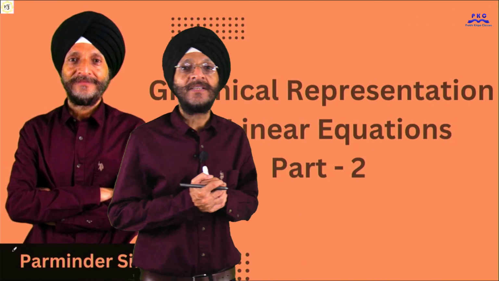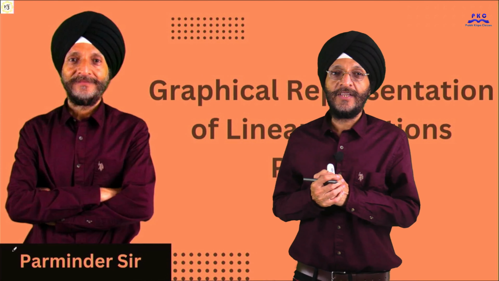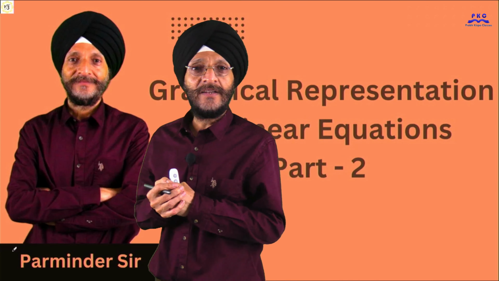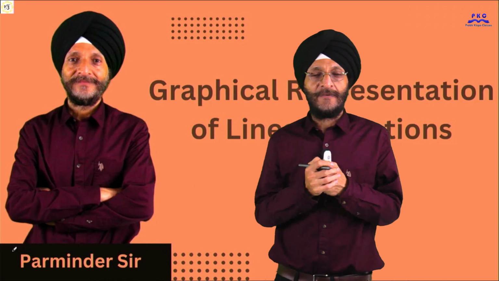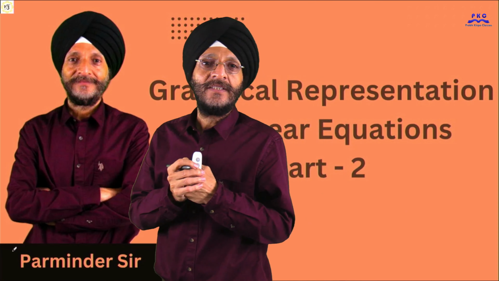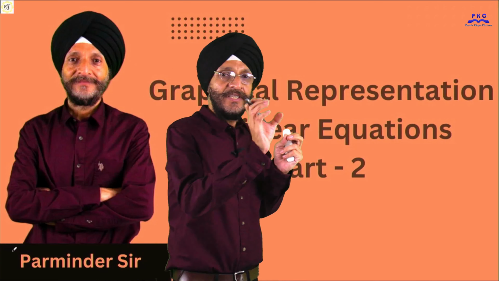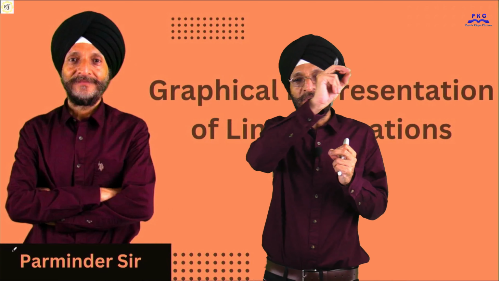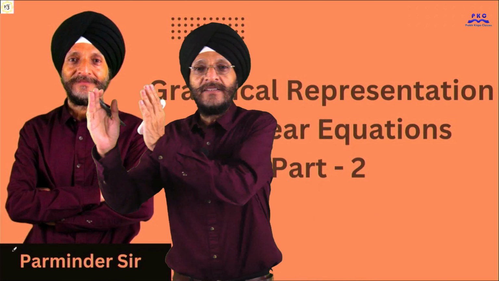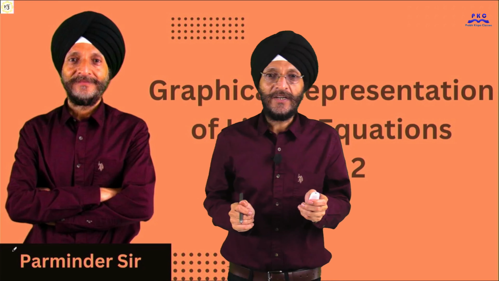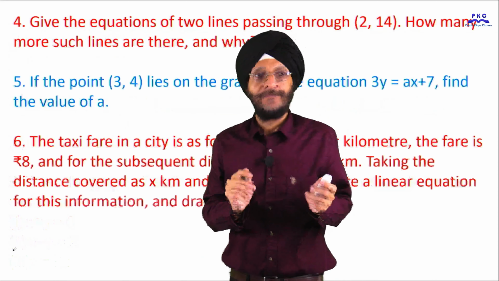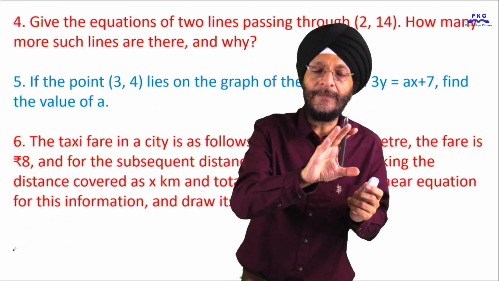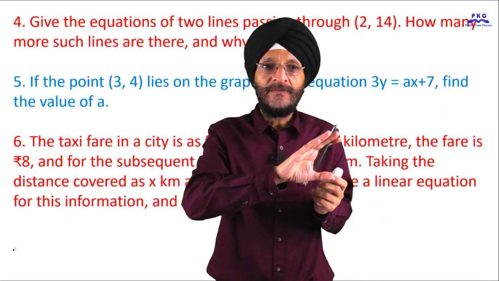Our today's topic is graphical representation of linear equations, part 2. As already told, in the case of linear equations there is the word linear. The word linear means that when the equation is drawn on the graph it forms a straight line. The equation means that the right hand side and the left hand side are equal. In part 1, we have solved these questions. These 6 questions have already been solved in our part 1.